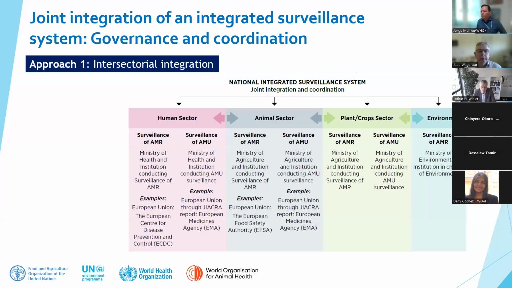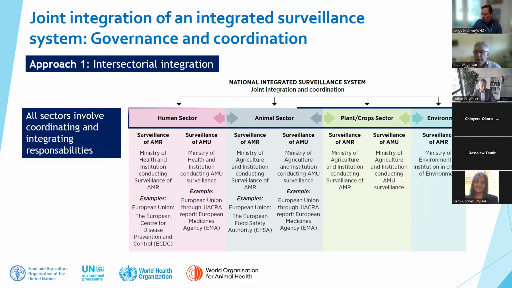Then I would also like to share how this coordination should be established. This is about the governance of the system, based on different country and regional examples. We suggest these approaches be considered by the countries. Approach one is the intersectoral integration. That means that all sectors are working together. They are collecting data and doing a joint integration, in this case the four sectors and the two components, AMR and AMU, coordinating the national integrated surveillance system as a group. So all sectors are involved, coordinating again, coordination is key, and integrating the responsibilities.